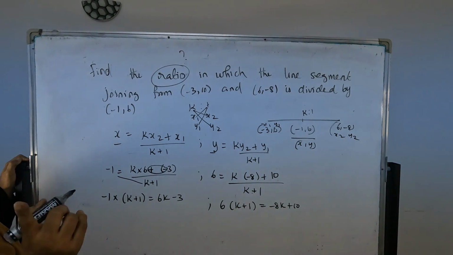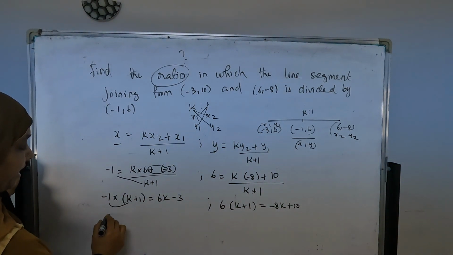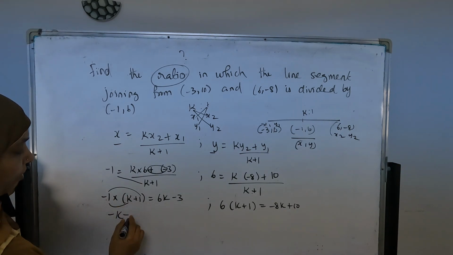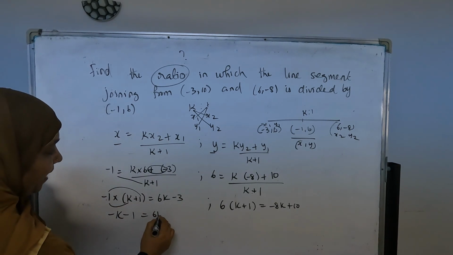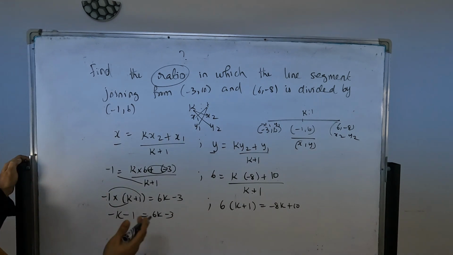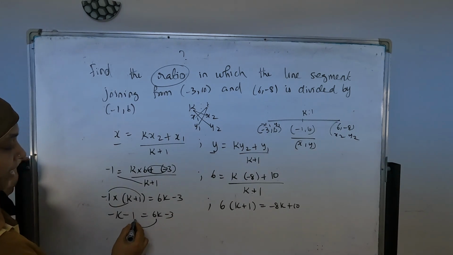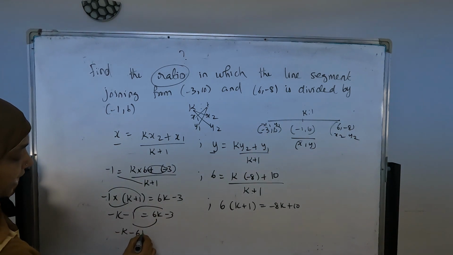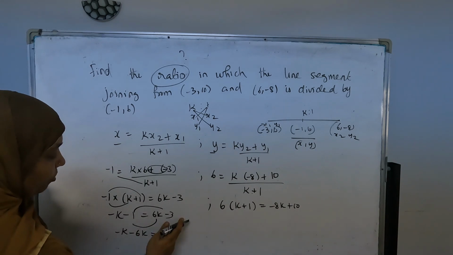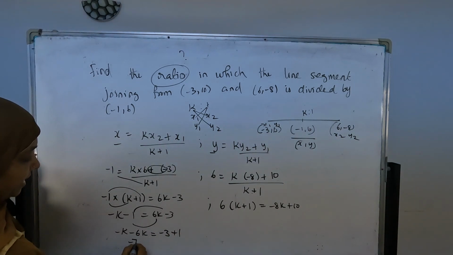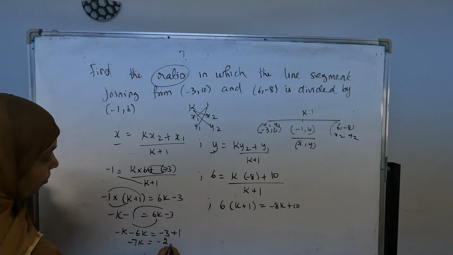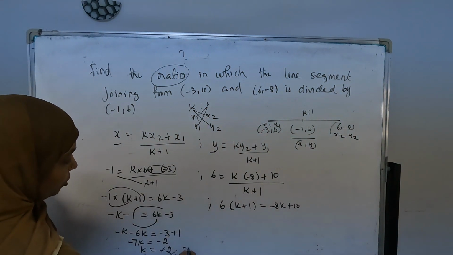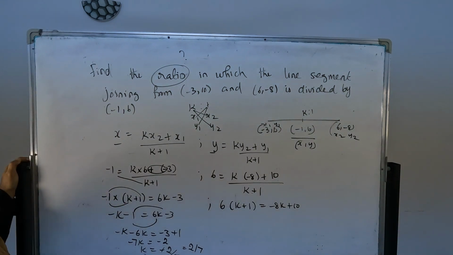Any one of the equations we will solve. This side I am going to solve. So -k, minus into plus is minus, 1 into 1, distribute inside, and 6k minus 3. Like terms you bring together. So 6k I am bringing here, and minus 1 is coming this side. Minus k minus 6k, and minus 3, minus 1 coming this side is plus 1. Minus 7k is equal to minus 2. k is equal to minus 2 by minus 7. It is 2 by 7, that is 2:7.